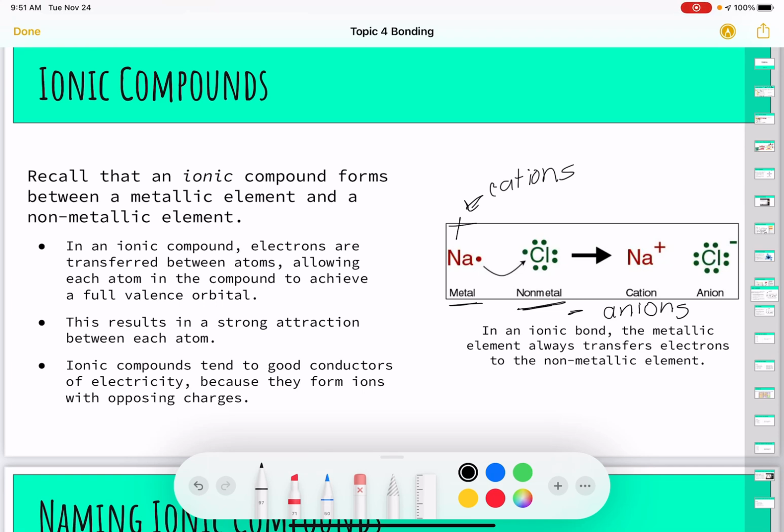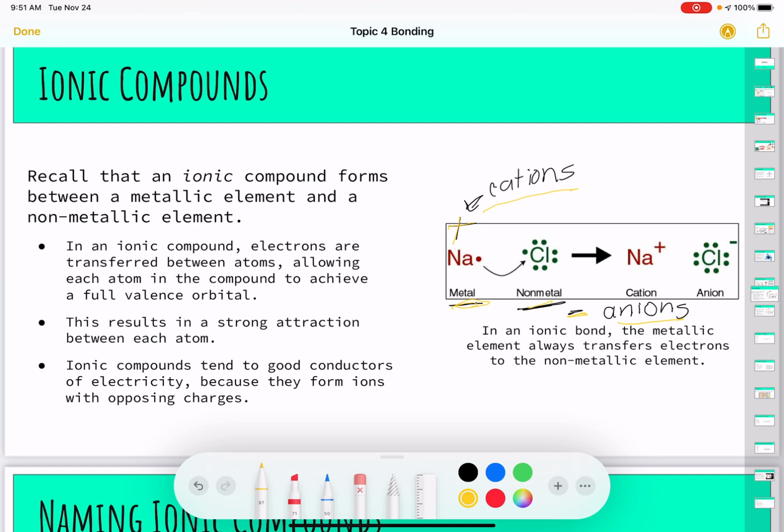All right, so the next unit that we're going to do, or section of this topic 4, is on ionic compounds. So far we've gone over molecular compounds, and now we need to go over ionic. Recall that an ionic compound forms between a metal and a non-metal, or a metallic element and a non-metallic. A metal is positive, and a positive is a cation, where a non-metal is normally a negatively charged ion, and it's called an anion. All right?